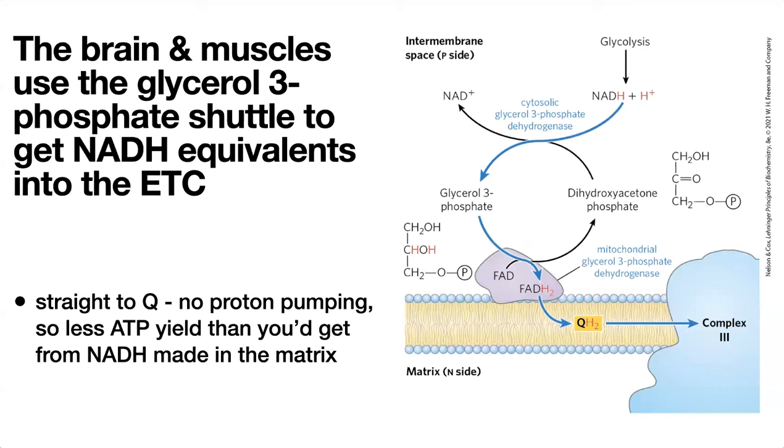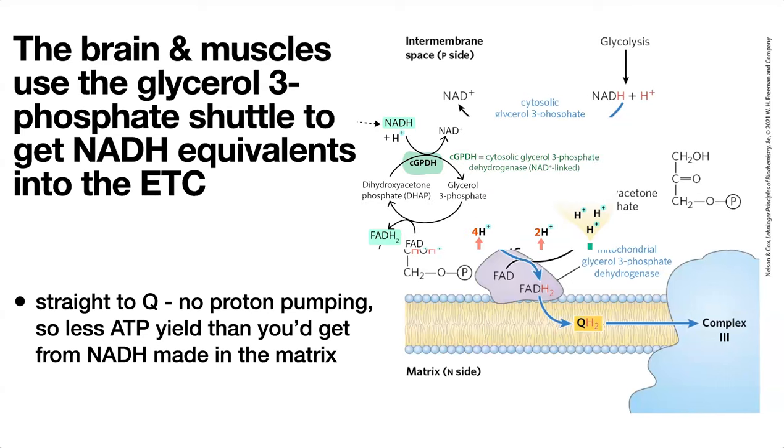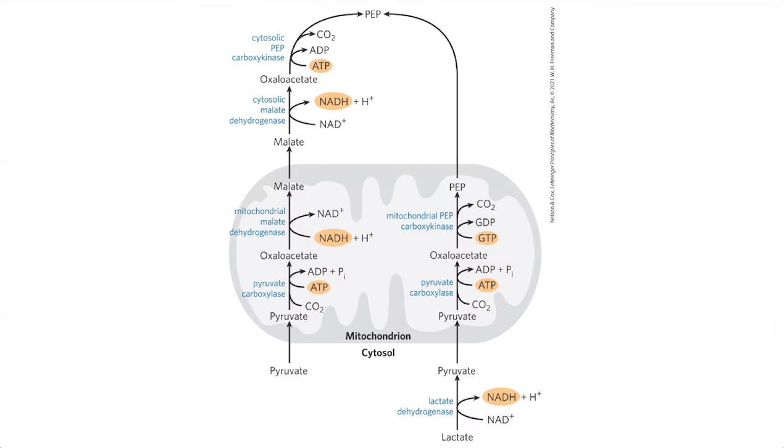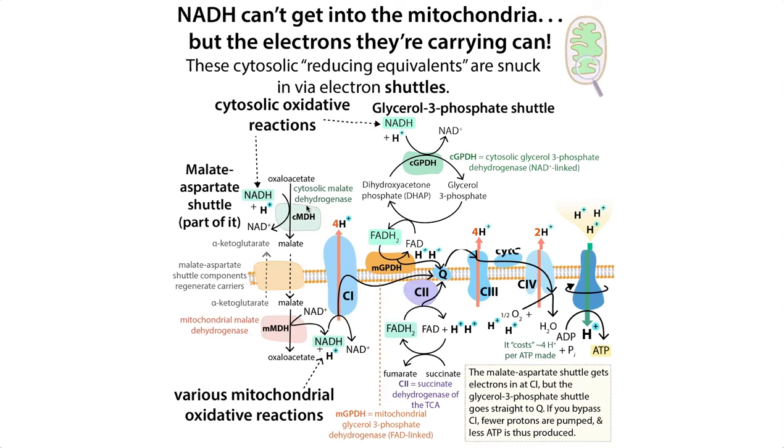This glycerol-3 phosphate shuttle is the main route that you're going to take to get NADH equivalents to the electron transport chain in your brain and in your muscles. But in other tissues, they're going to use this route called the malate-aspartate shuttle. And this is where we go back to that idea of that malate dehydrogenase we were talking about before when we were discussing gluconeogenesis.